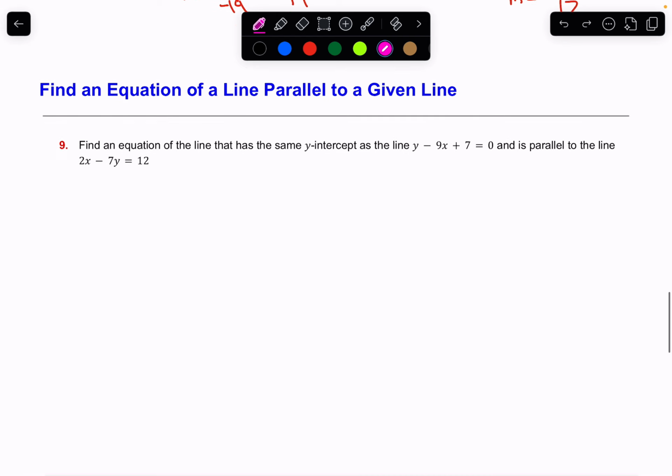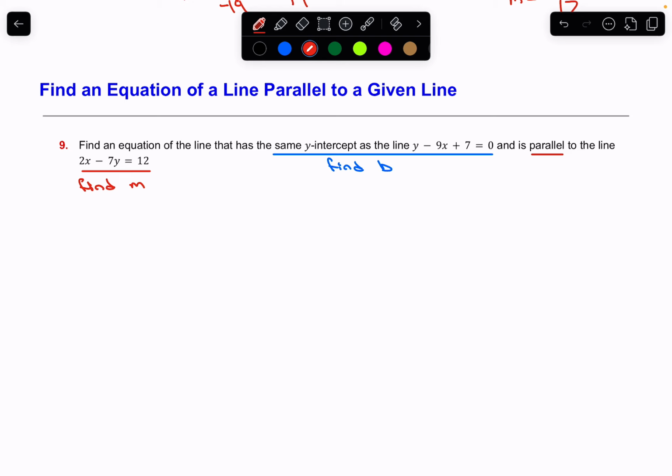So number 9 says to find an equation of a line parallel to a given line. So we're going to find the equation of a line that has the same y-intercept as this first line we're given here, and is parallel to the second line. So what we need to do is find the b value of the first line, and find the slope of the second line.